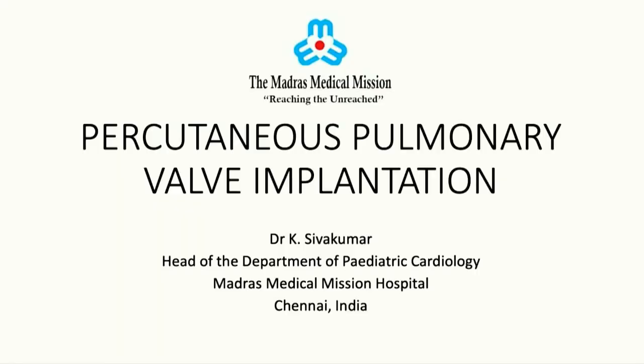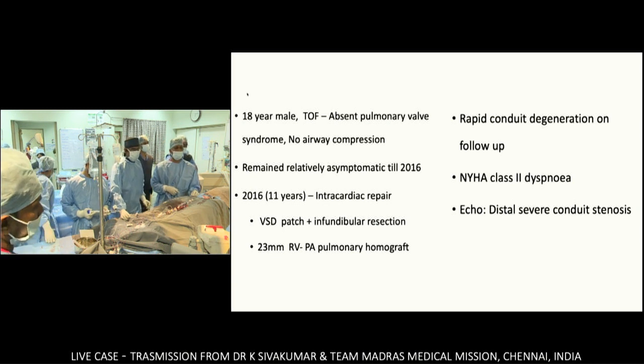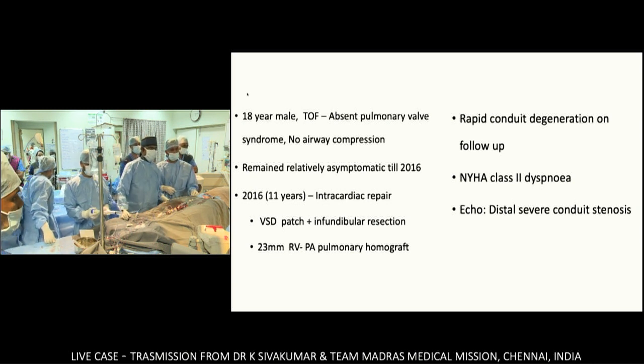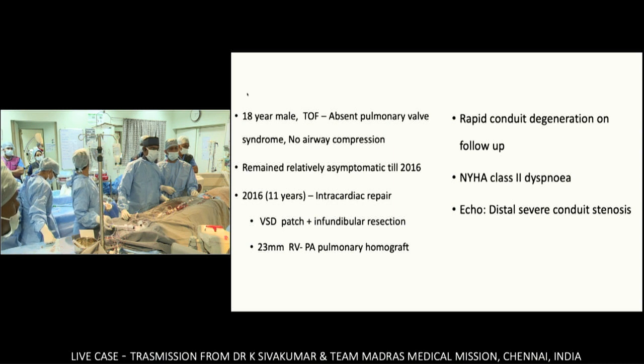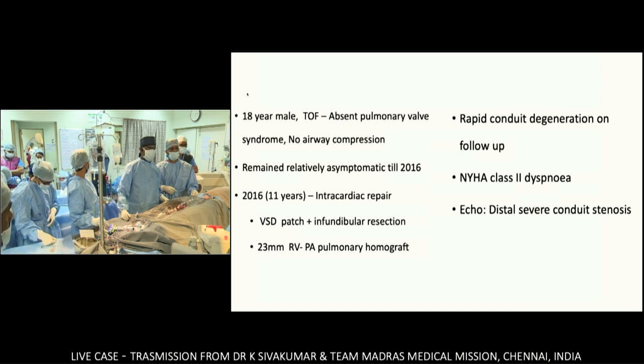Presenting the next case from Madras Medical Mission. 18-year-old male with tetralogy absent pulmonary valve syndrome was operated when he was 11 years old with an intracardiac repair, VSD patch with RV to PA 23 millimeter pulmonary homograft.